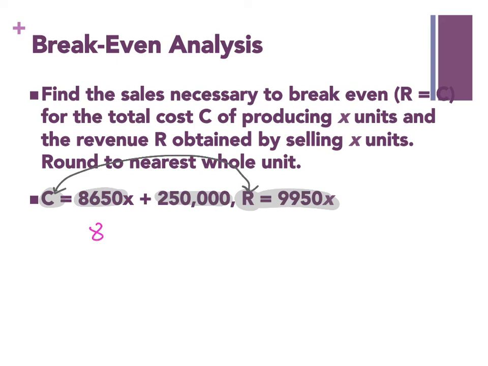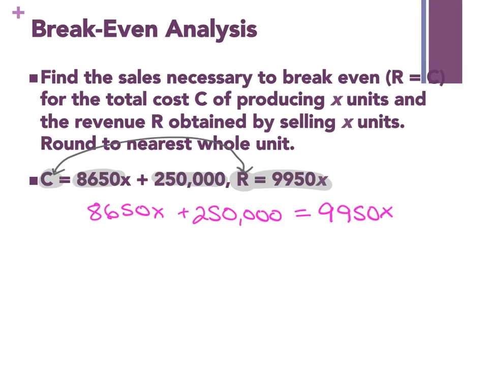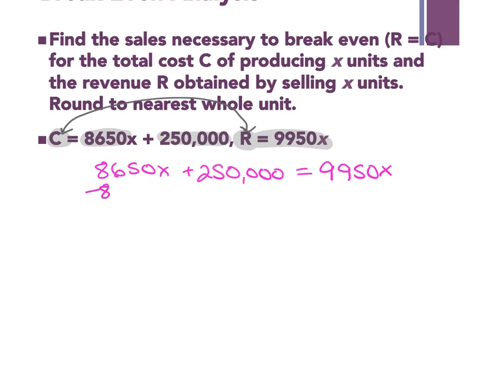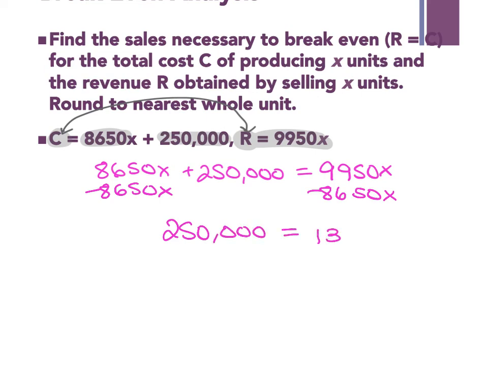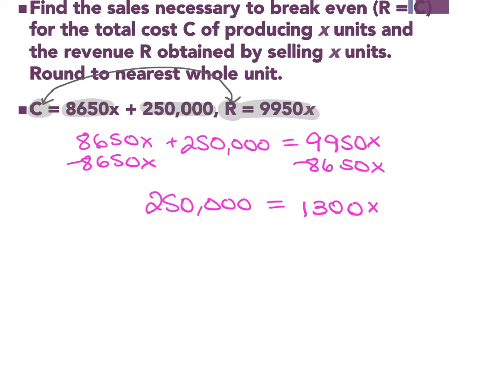So I'm going to say 8,650x plus 250,000 equals 9,950x. So I want to find where these are equal. So I'm going to subtract the 8,650x, and then divide both sides by 1,300. With a calculator, you could just type it in. Without, you'd want to reduce.